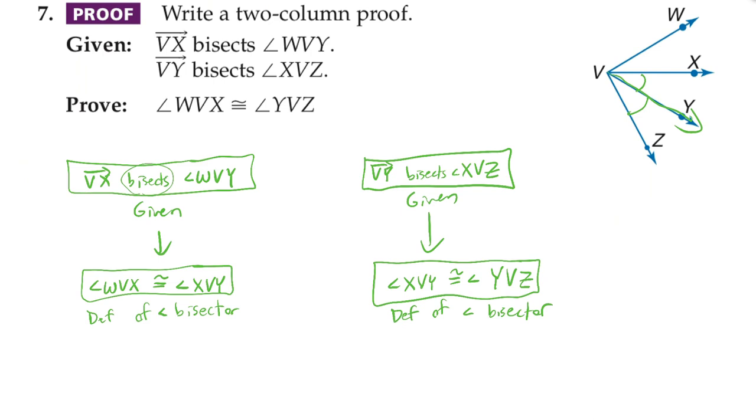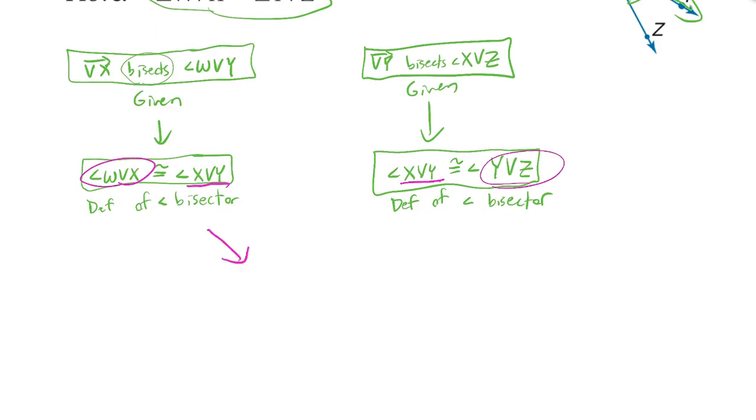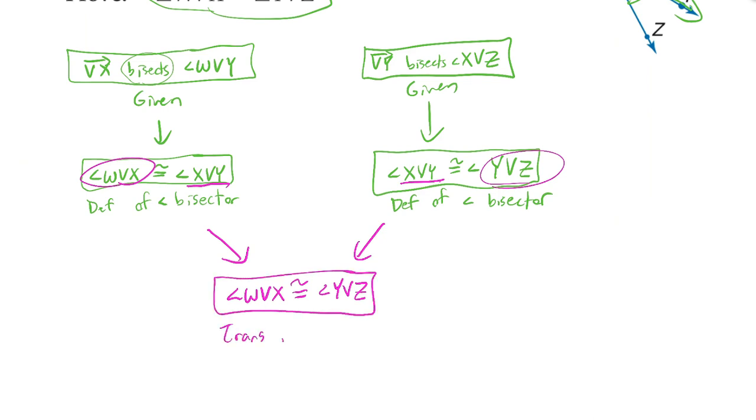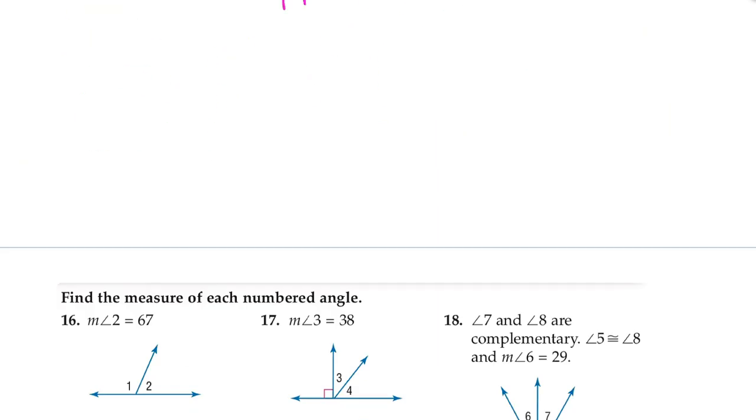Okay, so now what could we do? We want to get that these two are congruent, so let's look at where we've got that. So WVX, well, we got that here. And YVZ, we got that here. Well, they're both the same as XVY, so it looks like we can just bring those two together and say, well, we know then that WVX must be the same as angle YVZ, and that's by the transitive property of congruence. I told you we're going to use that a lot, right? Okay, good proof, you guys.